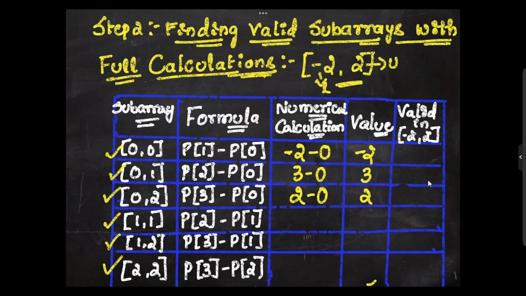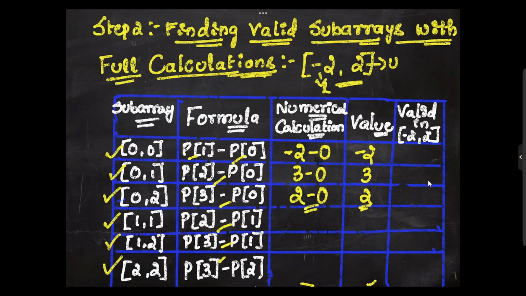So for this one, 1, 1, it is prefix 2 minus prefix 1. P of 1 minus P of 0 is nothing but prefix of 1 minus prefix of 0 index, right? Prefix of 1 minus prefix of 0. Prefix of 2 minus prefix of 0. Same goes with the other rows as well. So this one will be 2 minus 0. This we know how we calculated here: -2 minus this one, plus 3 and plus 2, how we got.